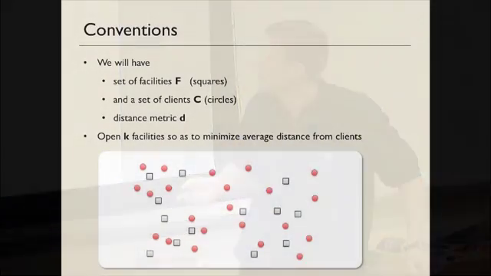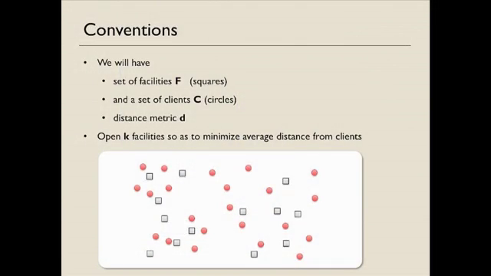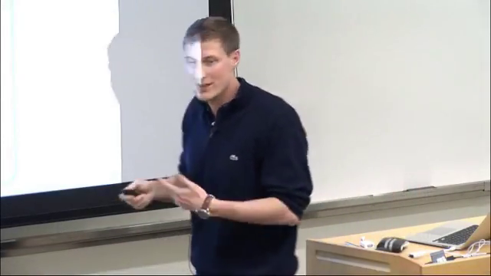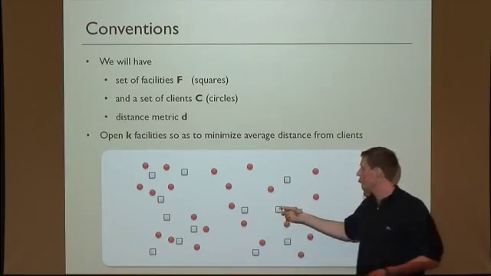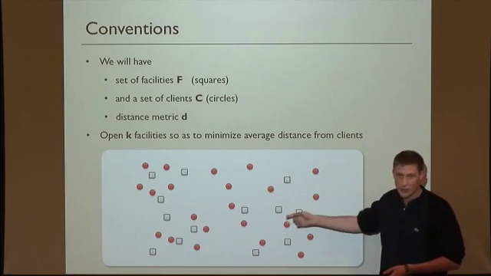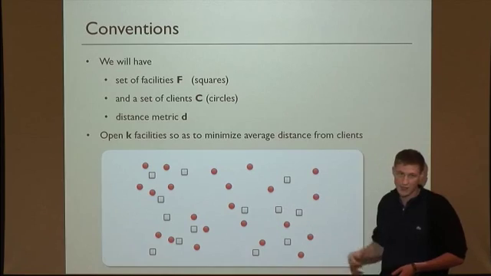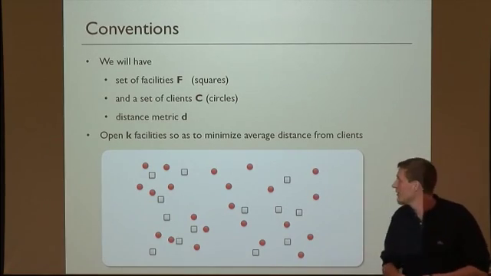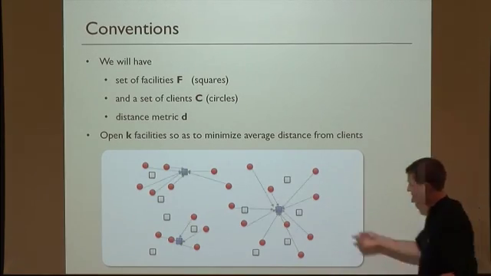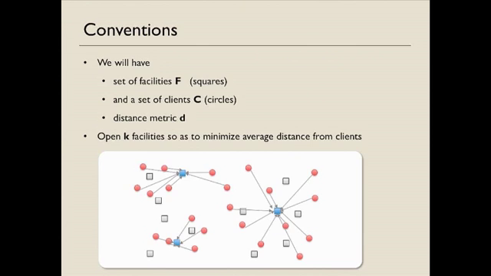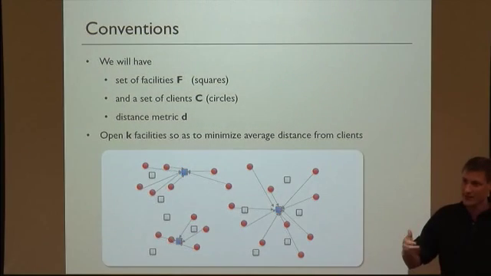Just before I start, a little bit about known techniques, let me make some conventions. It will be convenient to distinguish the points in the metric space where we can open a facility and the clients. I will always draw the points where I can open a facility by squares and the clients by circles. The goal is then to open K facilities. If we would open 3 facilities, maybe we open this. And once we know which facilities to open, it's trivial to assign the clients, just to the closest facility.